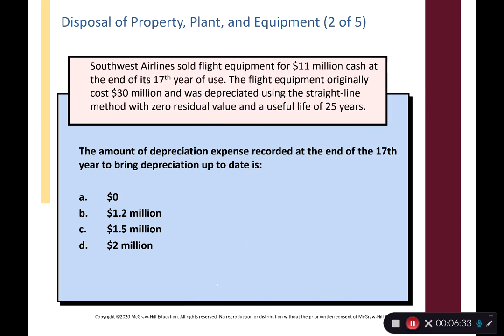Here's some more practice. Southwest Airlines sold flight equipment for $11 million cash at the end of its 17th year of use. The flight equipment originally cost $30 million and was depreciated using straight line with zero residual value and a useful life of 25 years. So the amount of depreciation expense recorded at the end of its 17th year to bring depreciation up to date would be, well, if it's straight line, it's the same amount every year. So that would be the asset cost, which is $11 million, minus the residual value, which is 0, over the estimated useful life of the asset, which was 25. And that's going to tell us the depreciation we would have recorded each year.